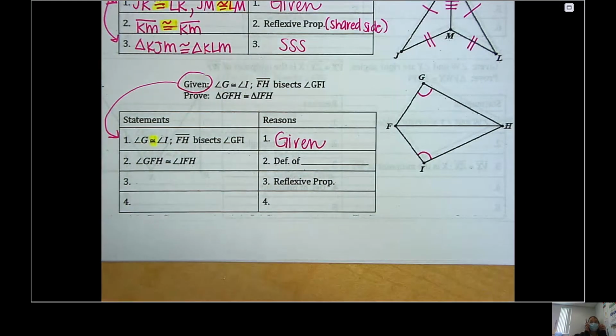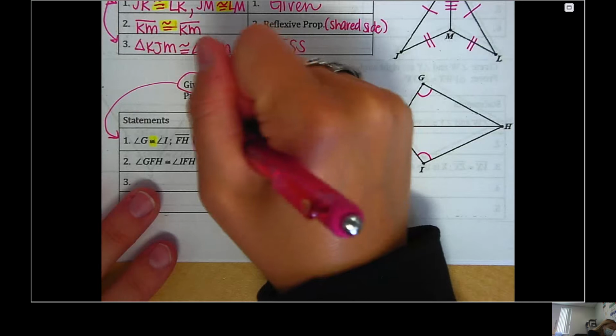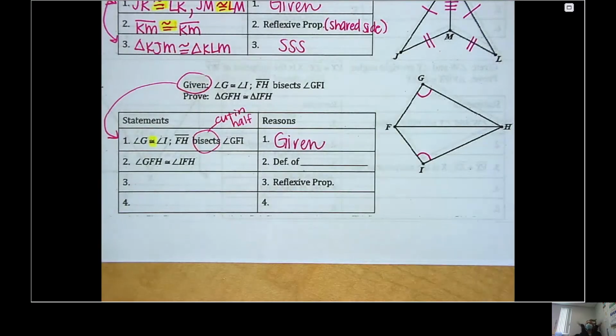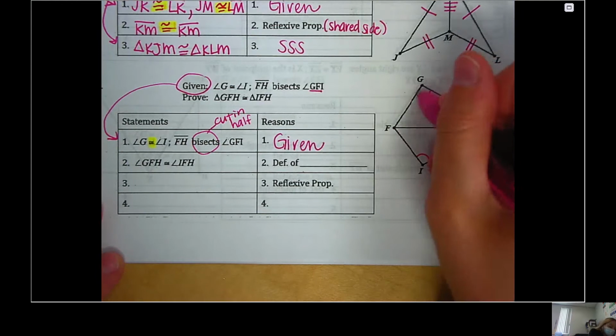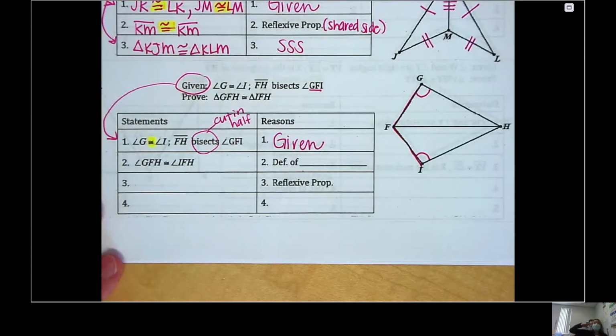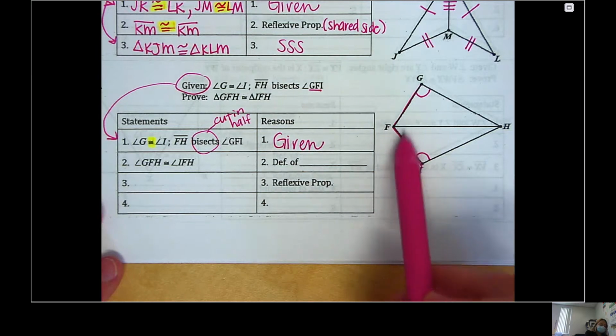What does the word bisect mean? Cut in half. Okay, if I'm cutting something in half, if I'm cutting a really big angle in half, what does that mean about the two smaller pieces? They're the same, yes. Good. So here's that big angle here, GFI. I'm cutting it right in half. So which angle is going to be the same on both sides? Angle F right here. Yeah, these two are going to be the same.